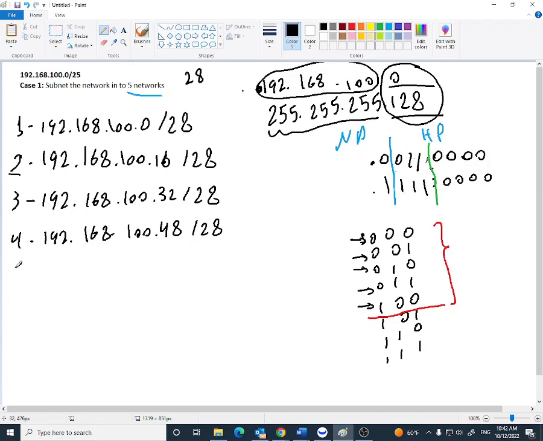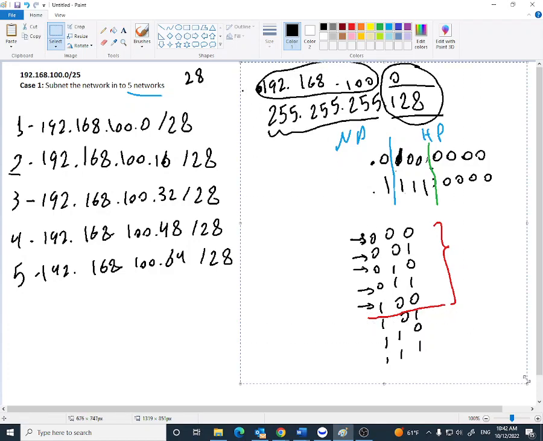Let me erase this. And finally, the fifth one is simply going to be 100. So we'll just go ahead and do that. So it's going to be 100, and that's 64. So we've got 192, 168, 100, and then 64 only, and then 28. So those are going to be my 5 networks. Let me just erase everything here.